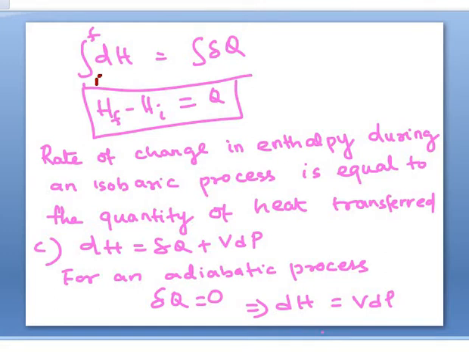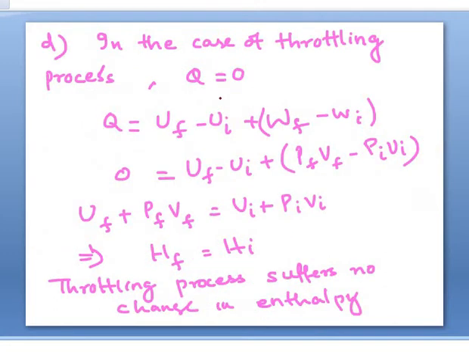Now we will go for the last application, in the case of the throttling process. What is a throttling process? A throttling process is a process where you want to change the pressure from high to low, either by using a valve or by using a capillary tube. There the heat exchanged will be 0. So our first law of thermodynamics, Q is equal to dU plus PdV, the work done, becomes Uf minus Ui plus the work.